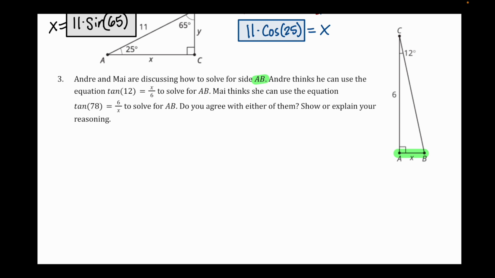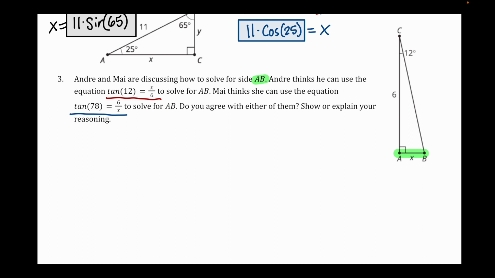So even though the lesson itself doesn't really go into the use of tangent, we do talk about in the lesson that the angles that are complementary to each other, when we switch from one to the other, the opposite and adjacent change. So that should affect tangent. It just doesn't affect it the way that it gave you as an option in the first question. So let's investigate. I'm going to use a red color for Andre's equation, and a blue color for Mai's.